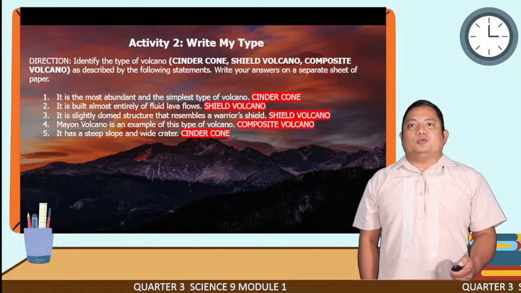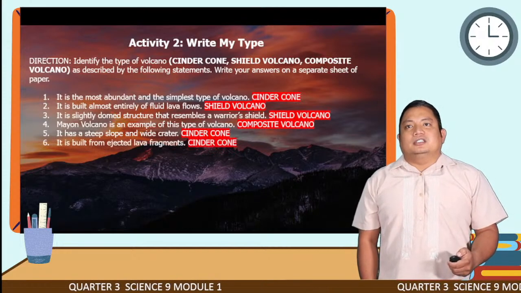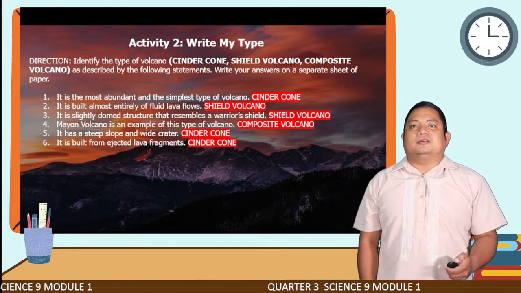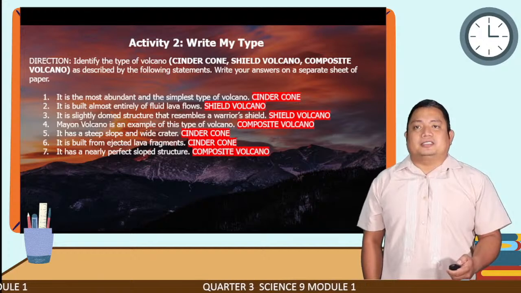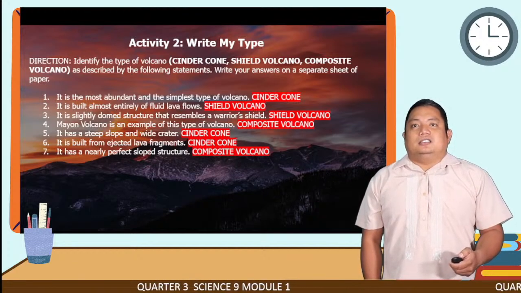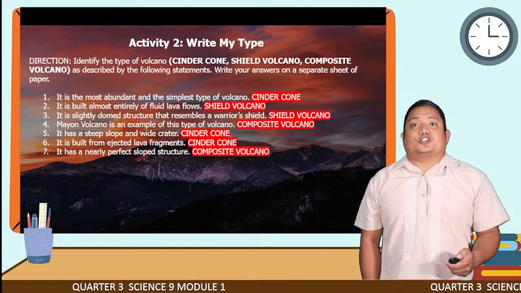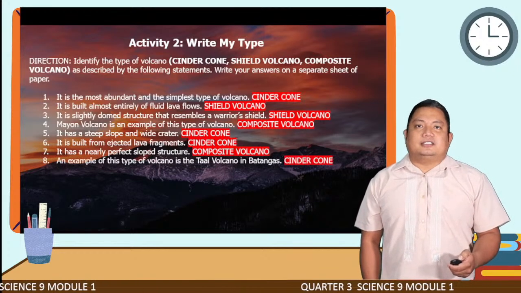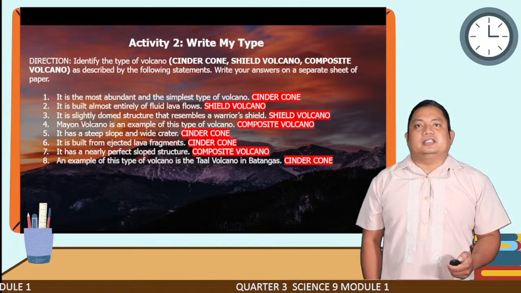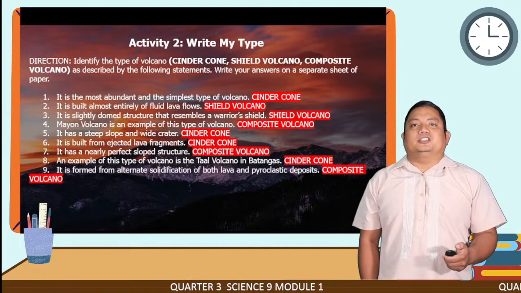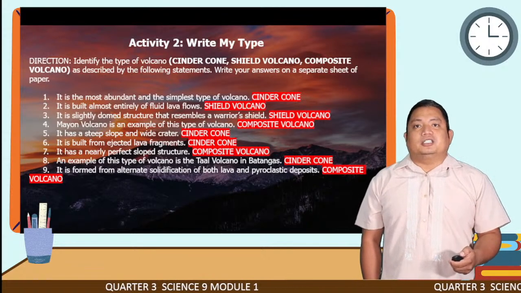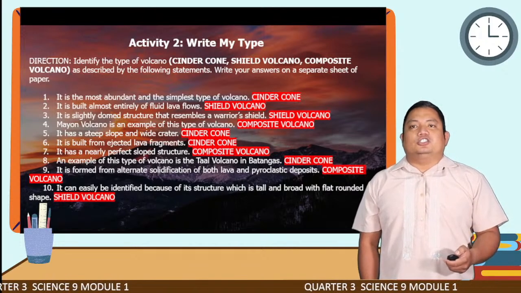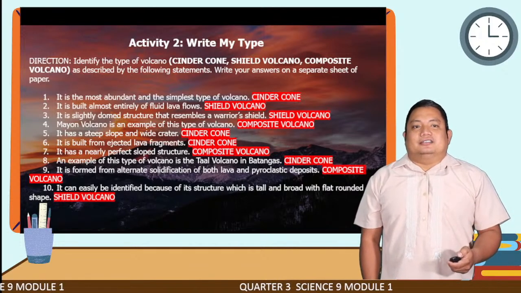Steep slope and wide crater, that is cinder cone. Yes, it is cinder cone again because it is built from ejected lava fragments. Yes, perfectly sloped structure. That is right, it is composite volcano. Number eight, it is a cinder cone. We all know that Taal volcano is a type of cinder cone. Number nine, composite volcano. Very good. And number 10, yes, it is shield volcano.